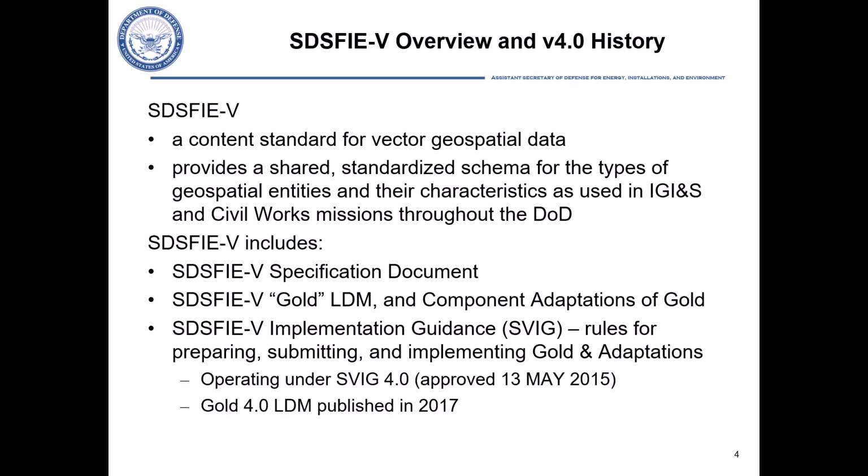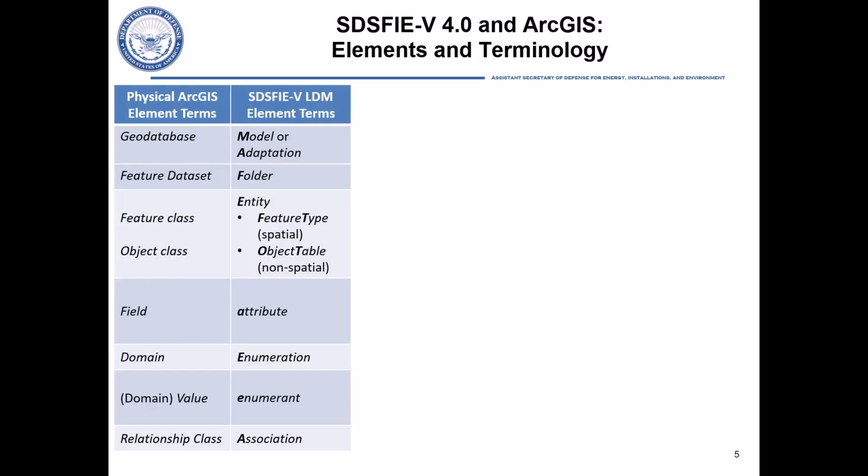The 4.0 SFIG was published in 2015, with the 4.0 Gold LDM published in 2017. As with earlier versions of the model, the 4.0 SFIG and thus 4.0 Gold are very closely aligned to the elements present in an Esri geodatabase. As a review, let's consider those relationships between the SDSFIE-V LDM and the Esri Physical Data Model, or PDM.